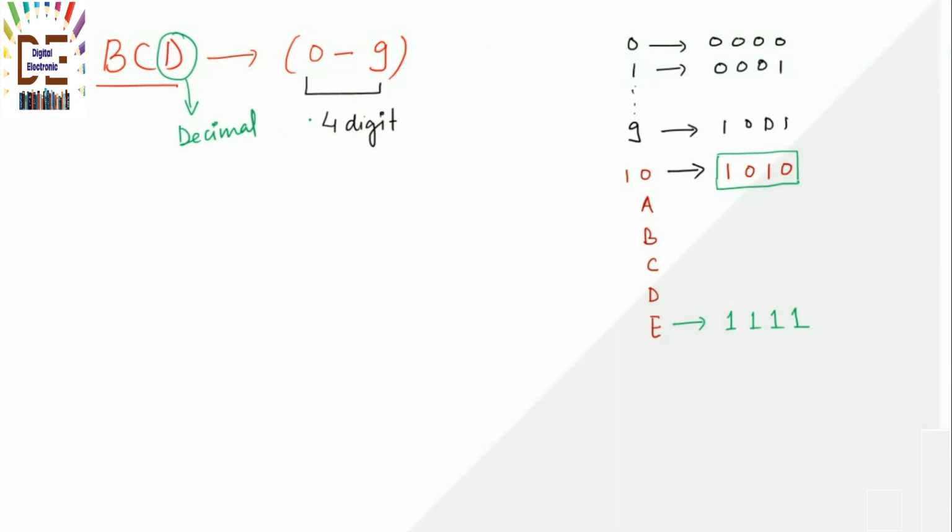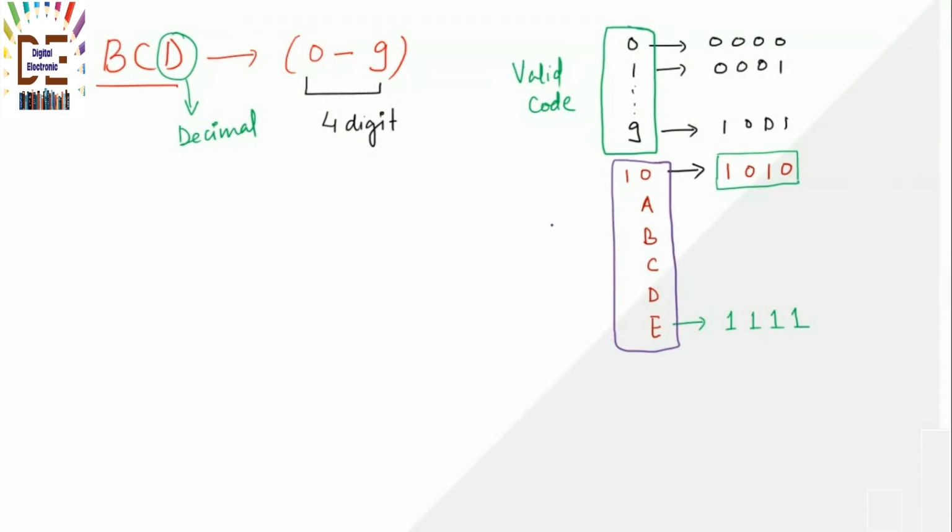So when we are saying binary coded decimal, that means we will be using this one. So these will be our valid codes. And apart from this, we will have our invalid codes. You got this concept? So first, 0 to 9 will be valid codes, and after 9, if you are getting any answer 10, A, B, C, D, E, it will be invalid.